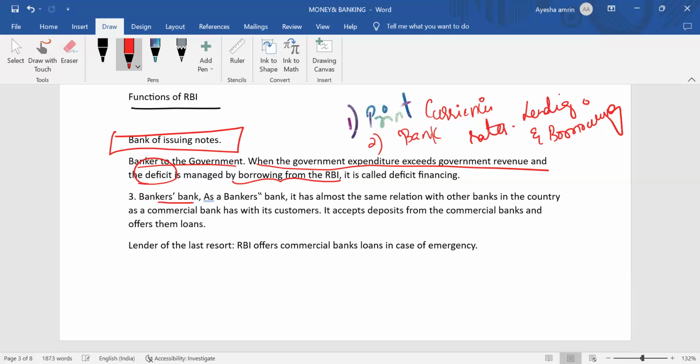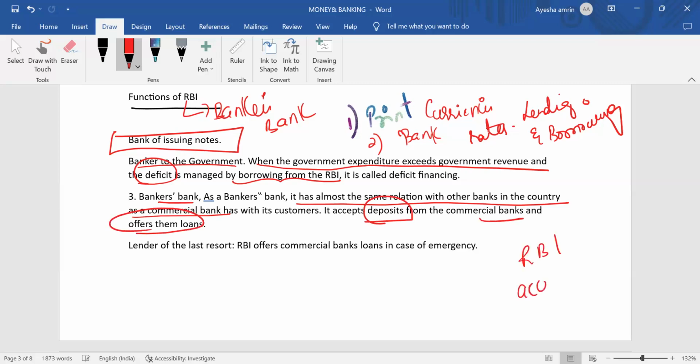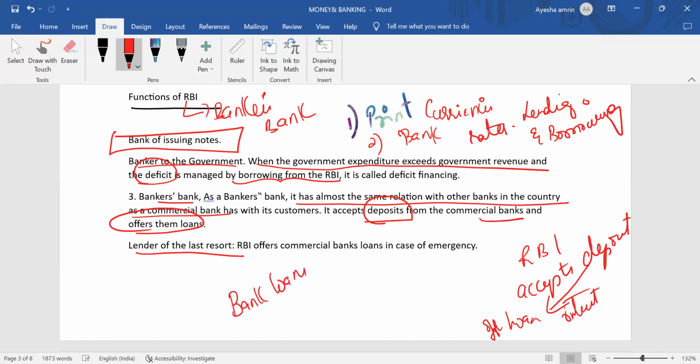Second is bankers' bank. RBI acts as the bankers' bank. As bankers' bank, it has almost the same relation with other banks in the country as a commercial bank has with its customers. It accepts deposits from commercial banks and offers them loans. After taking these deposits, they offer loans at different interest rates to the commercial banks. And lender of the last resort: RBI will also give bank loans in case of emergencies that arise. So during emergencies, it gives loans.